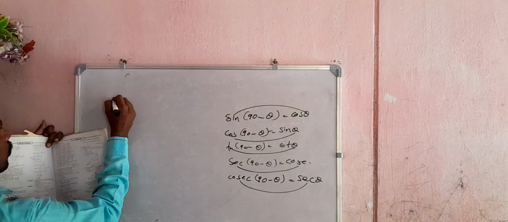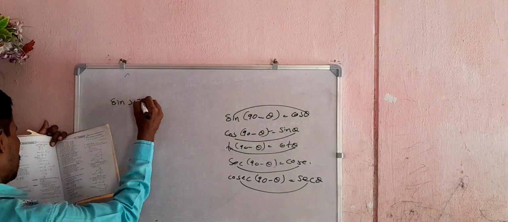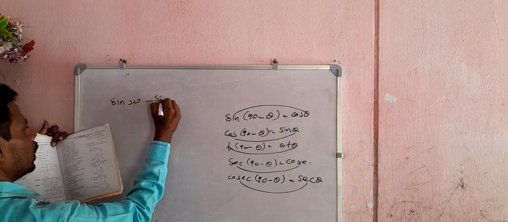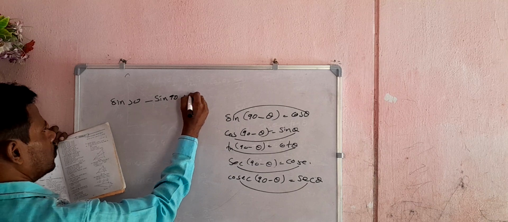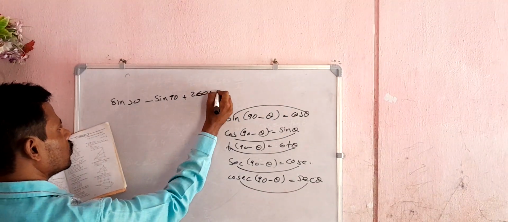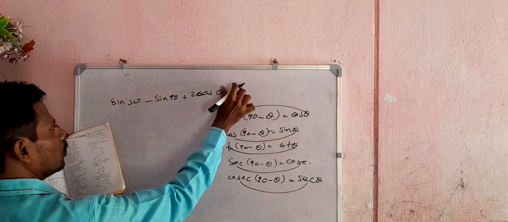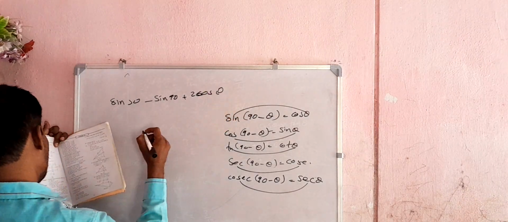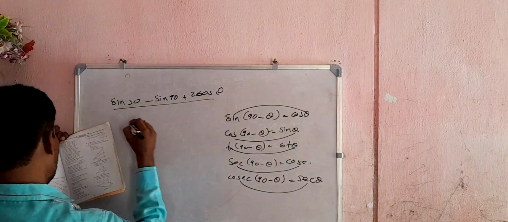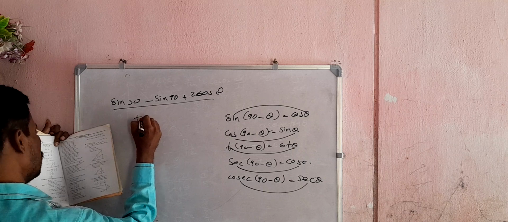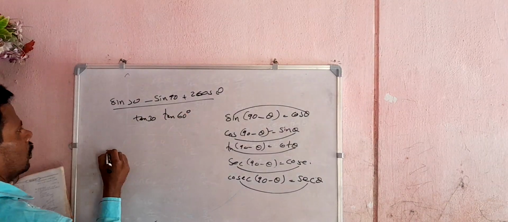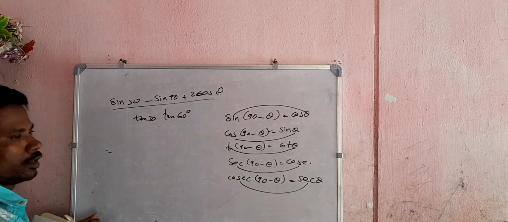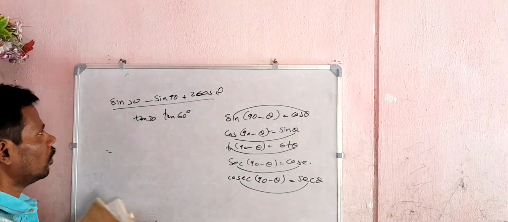Find the value of sin 30 minus sin 90 plus 2 cos 0 by tan 30 tan 60. How will you do this problem?